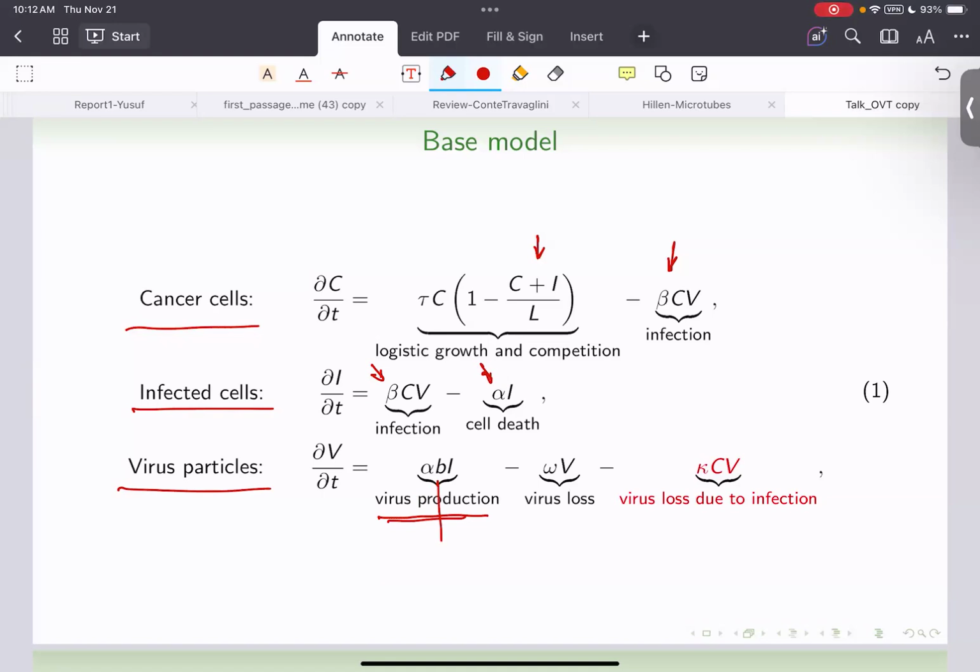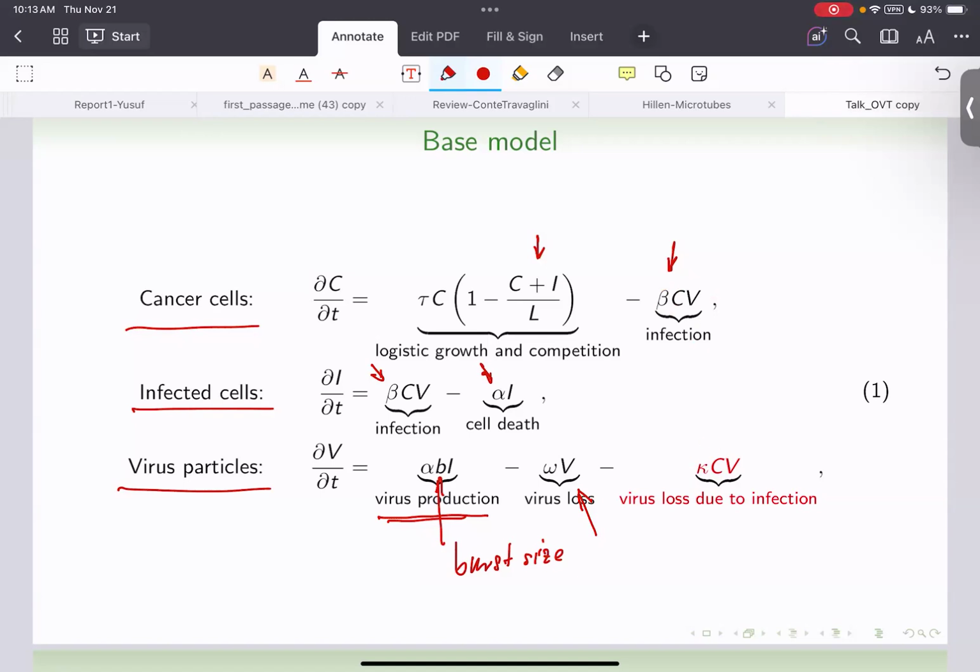Upon lysis, we create new virus. An important parameter here is B, the burst size. This tells you that for each cell that dies, you get maybe 1,000 virus particles. Then we have a virus loss due to normal washout or through the blood system, for example. And then there is a red term, which is virus loss due to infection. If a virus particle interacts with a cell, then you lose a healthy cancer cell, but you also lose a virus particle.